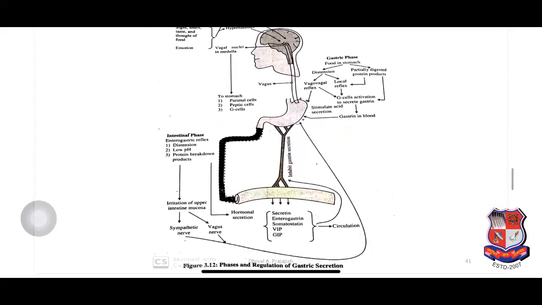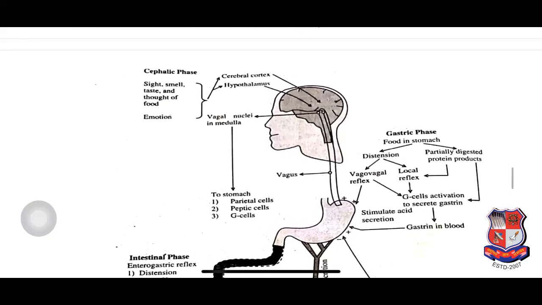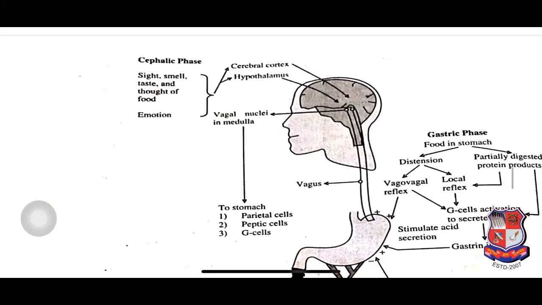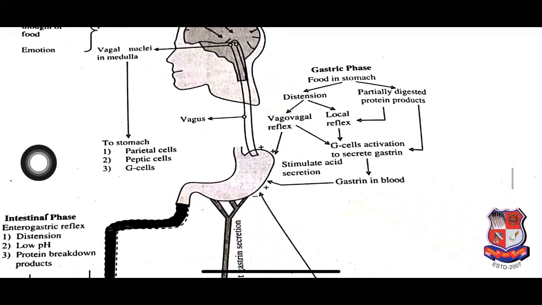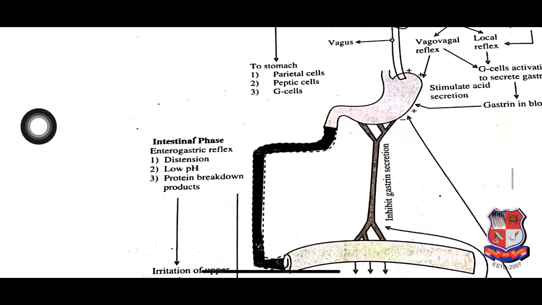Here is the summary of the phases and regulation of gastric secretion. Here you can see the first phase is the cephalic phase, which starts with the sight, smell and taste of the food. Second one is the gastric phase, which starts when the food is in the stomach, and the last one is the intestinal phase.